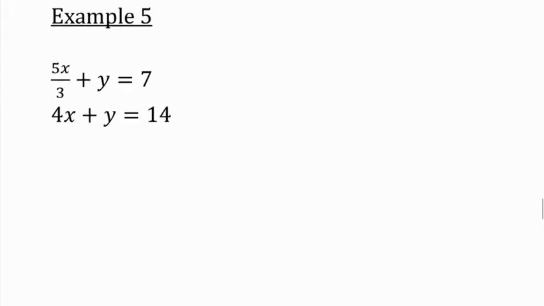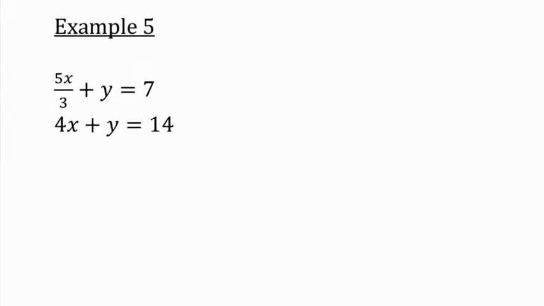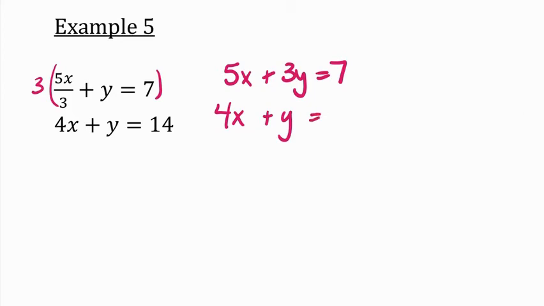Okay, so next quick example here. Now this one, we've got a fraction involved. Don't let that scare you off. Don't change it to decimals. We have dealt with fractions so many times this semester, and remember one of the easiest ways to handle it is get rid of the fraction if you don't want to have to deal with it. So before I even think about doing anything else here, I'm just going to multiply this guy by 3, and then I can get rid of the fraction, right? So then that would make 5x plus 3y equals 7, and then 4x plus y equals 14.